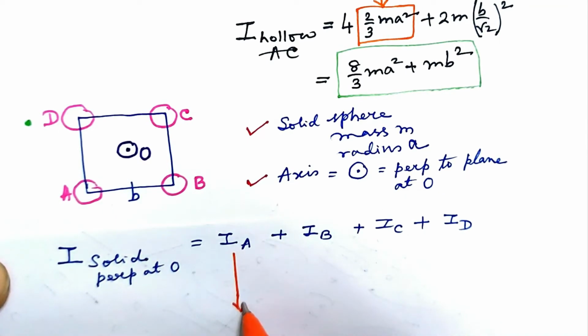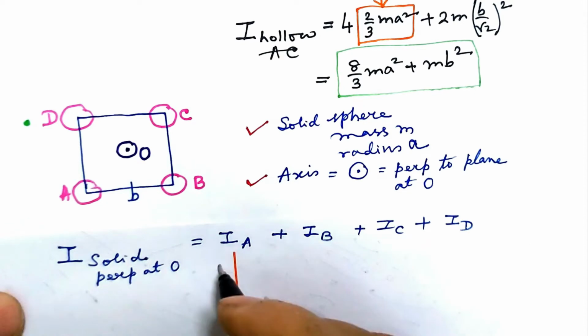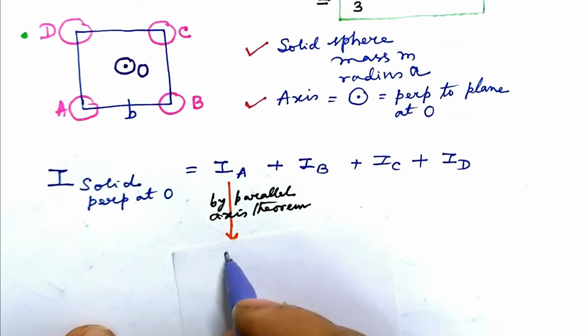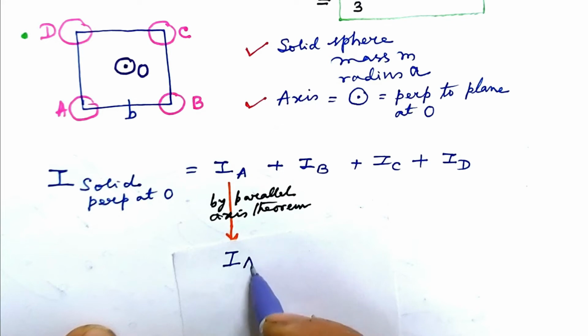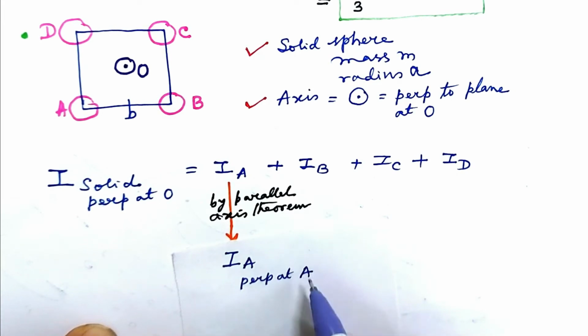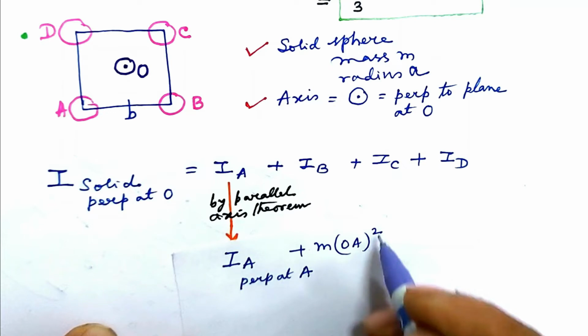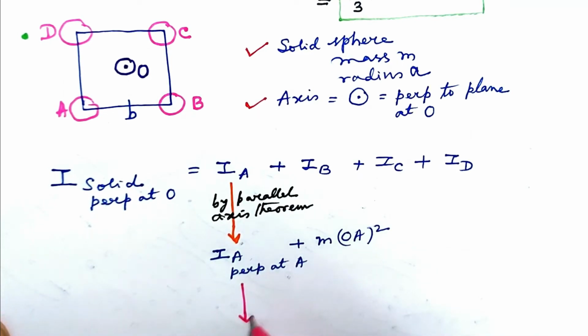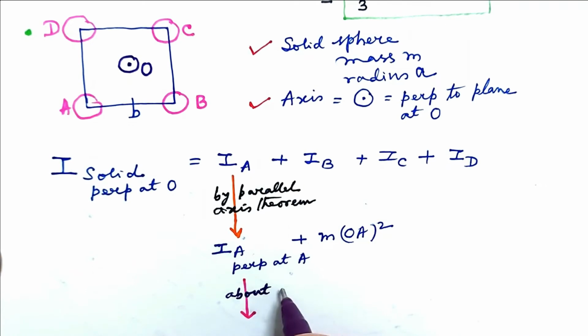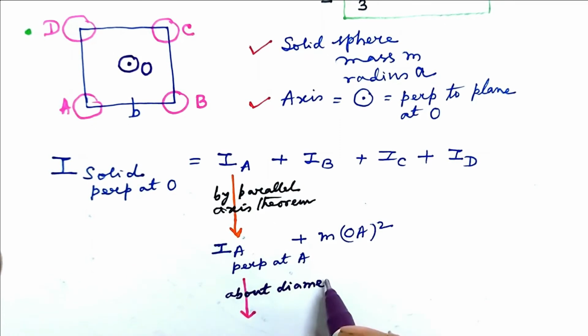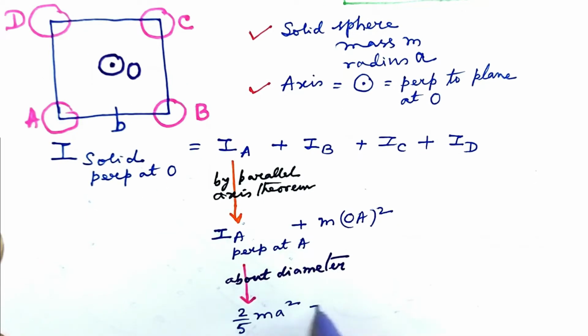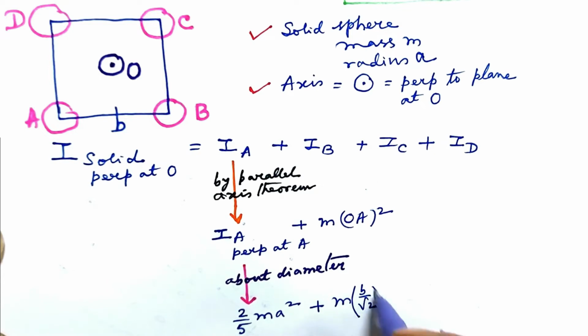What is IA? As the perpendicular at point O is not a diameter of sphere A, we get by the parallel axis theorem that the moment of inertia of sphere A will be the moment of inertia of sphere A about the axis which is the perpendicular line at point A, plus M into OA square. Since OA is the distance or separation between the perpendicular through A and another through O, and the axis perpendicular at A is a diameter of sphere A, the answer to it is 2/5 MA square plus M into B by square root 2 whole square.